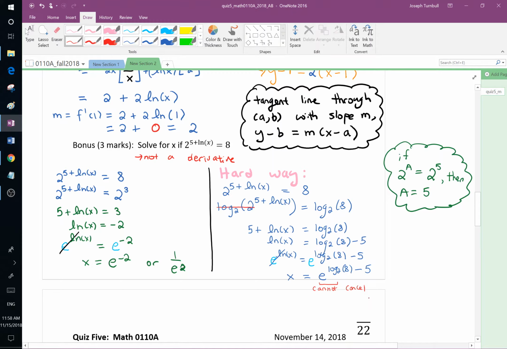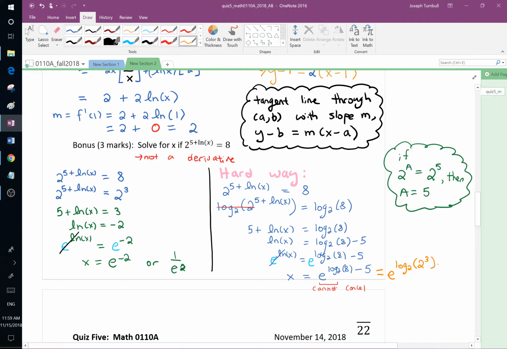That's a perfectly acceptable, wholly unsatisfying answer. Now you could convert this one into the one on the left in the following way. So e to the log base 2, and then can you write 8 as 2 to a power? And yes, you can write it as 2 to the 3.